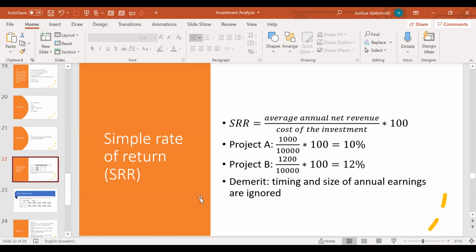So try to do that also in your R, since you know it, so that you have everything in your R. Call that one SRR. Then we have SRR1. So SRR equals 1,000 divided by 10,000, multiplied by 100.